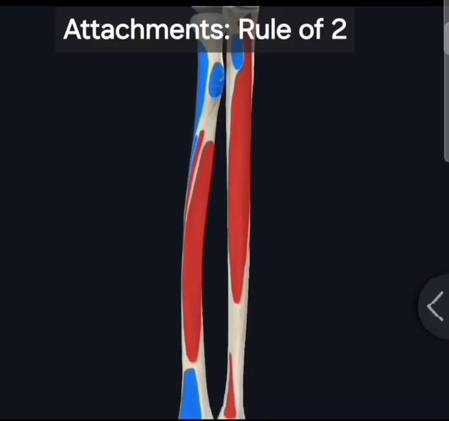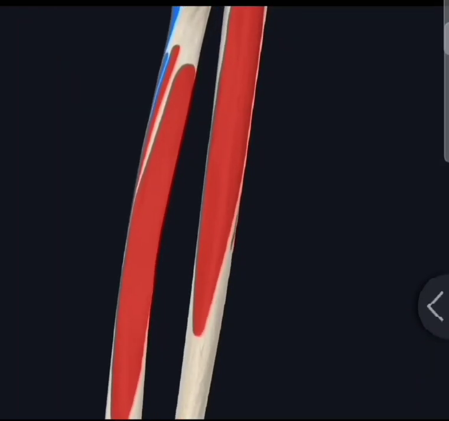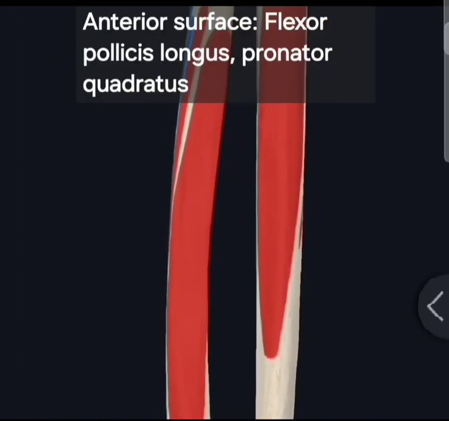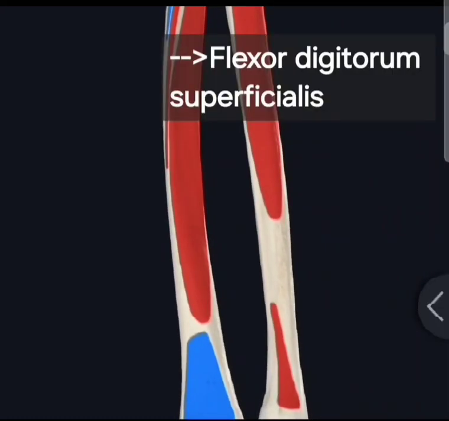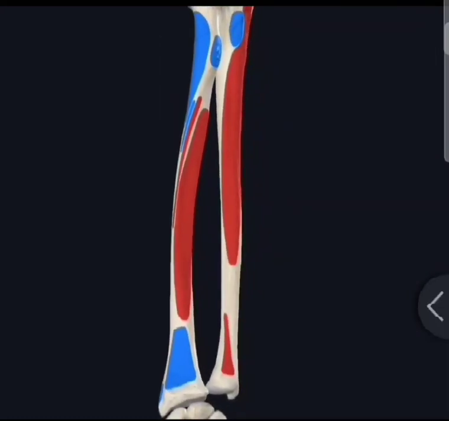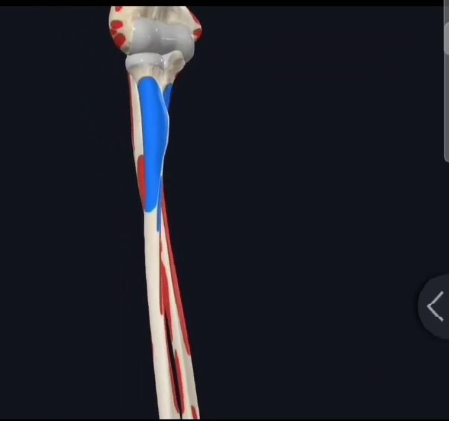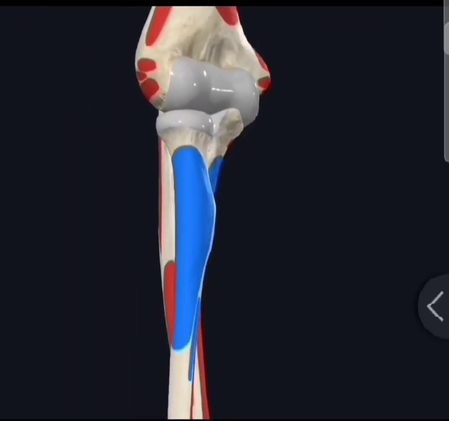Coming to the attachments of the shaft, remember the rule of 2. Each surface will give attachment to 2 structures. Anterior surface gives origin to flexor pollicis longus above, you can see, and pronator quadratus, and the anterior border gives attachment to flexor digitorum superficialis.